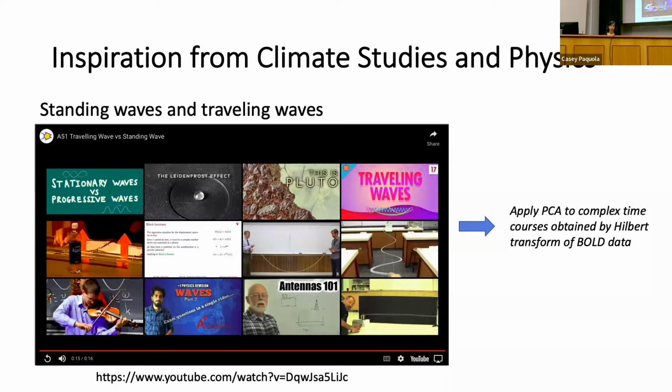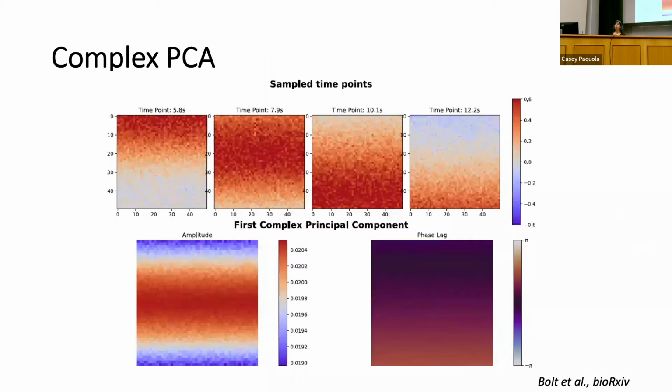Based on that, he adapted something called complex PCA, where you take your original signal, do the Hilbert transform to make it complex, and then run PCA. So a very simple algorithm. But what that allows us to get is the amplitude of a wave and its phase. So you can pull out both the standing and the traveling components over time. And what he's showing here is a simulated wave.